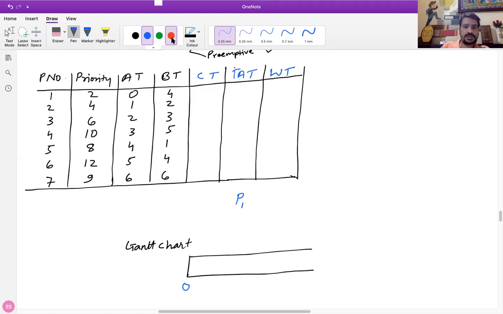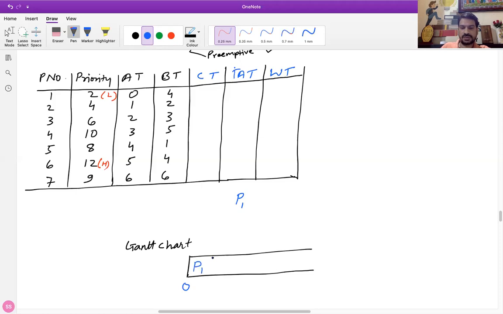Before that, let's talk about the priority. In this particular question, a high number has high priority and a low number has low priority. So you can see here, 12 has the higher priority and 2 has the lower priority. It will be given in the question which one is the higher priority and which one is lower priority. Here the lower priority is P1, but P1 has arrived and no other processes are there in the ready state.